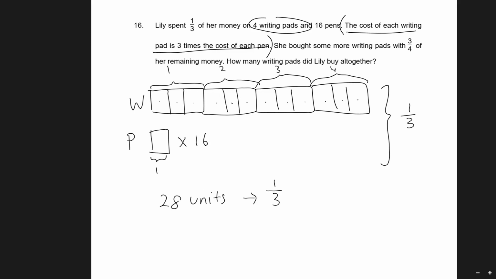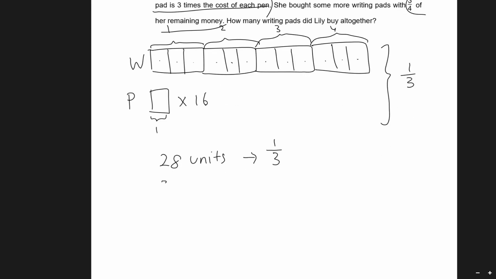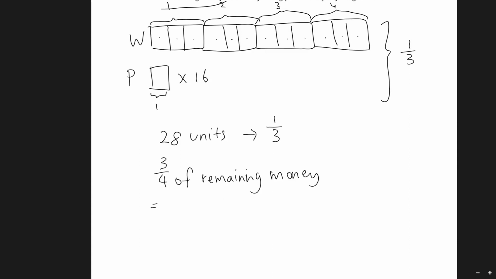She bought some more writing pads with 3/4 of her remaining money. Wow. Let's write down the English. 3/4 of her remaining money. Now, do you know how much is the remaining money? If you have spent 1/3, what do you think is the remaining money? It will be 2/3, isn't it? Because you spend 1/3, you are left with 2/3.